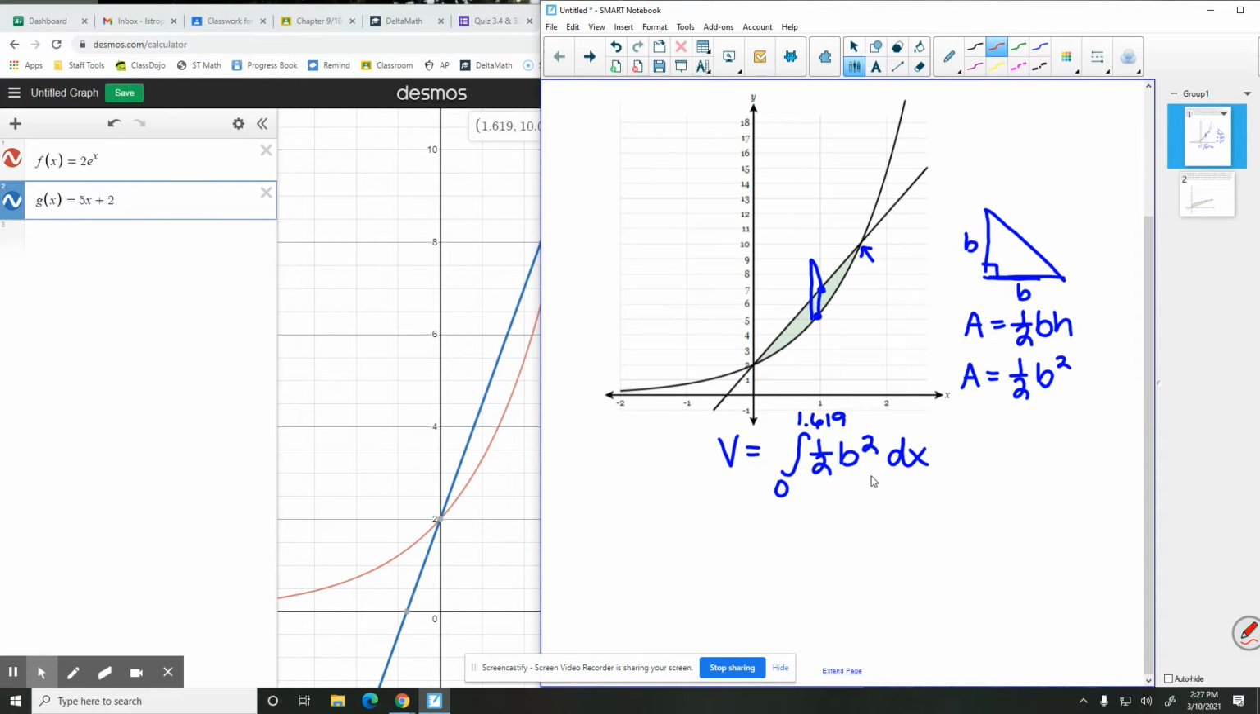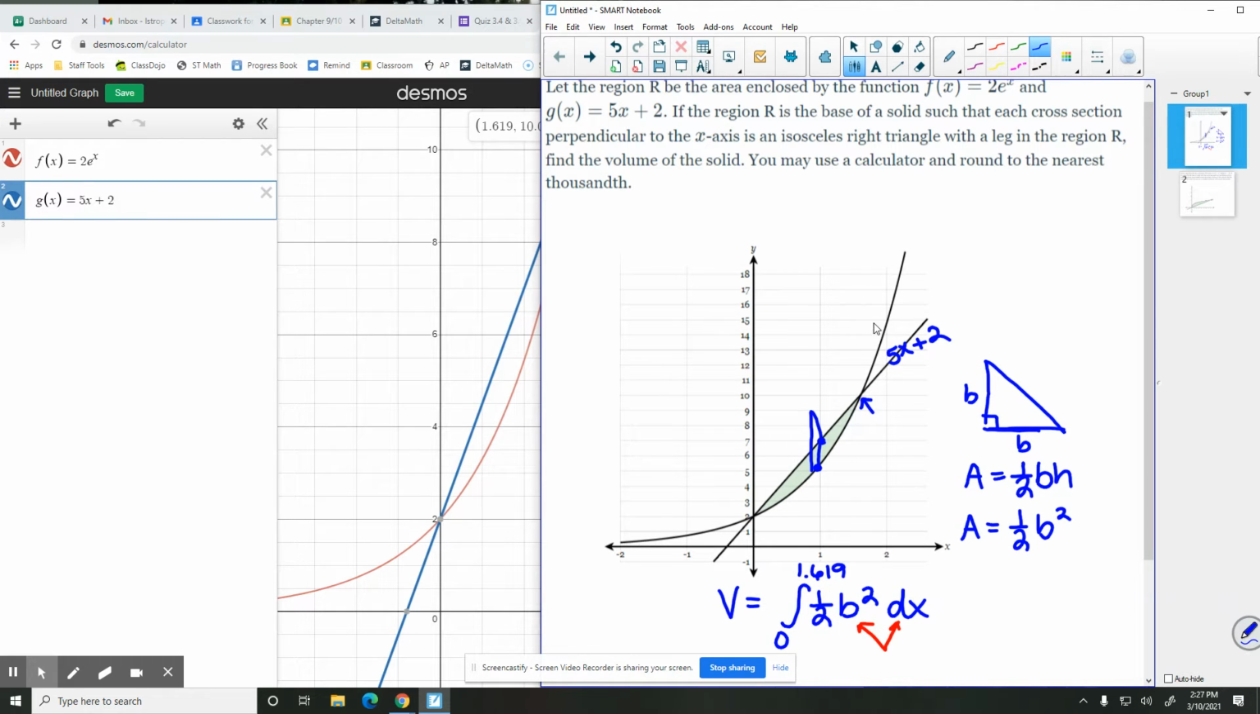Okay, here's where the hard part comes in. The hard part comes in where you have to make a few changes because this is a letter b and this is x, and those have to be the same in order to be able to actually do the antiderivative. So how can I compare the base of this triangle to something with x's? Okay, so this is where you're going to look back at the problem and you're going to say, okay, the equations of these lines have something to do with it. So this straight line was 5x plus 2. This curved function was 2e to the x.